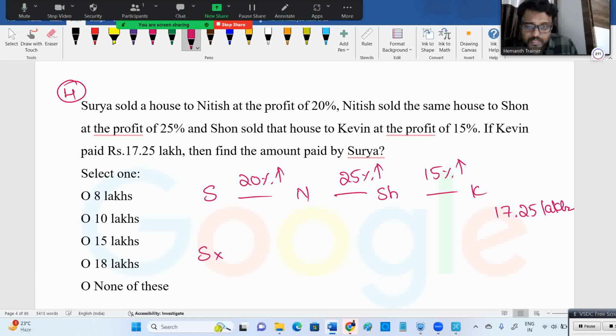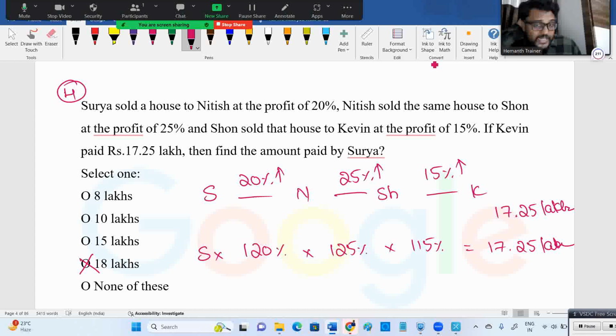See, Surya's price with a 20% increase means 120%. Here a 25% increase means 125%. Here a 15% increase means 115%, which should be equal to 17.25 lakhs. Now, what is Surya's price? Surya cannot be 18, because all these increases are required. It cannot be 15 either. It can be 10 or 8.